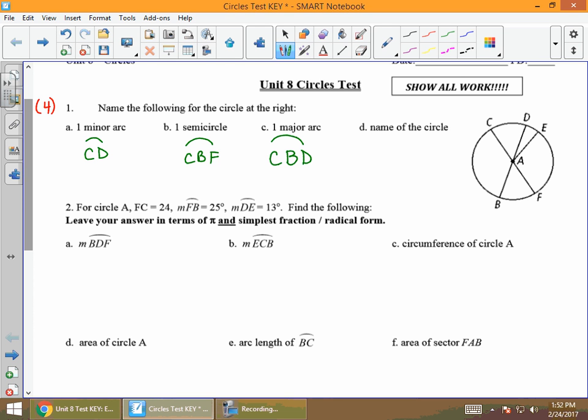And then letter D says name of the circle. And I want to use the word circle. And I want to name it by its center. So this is centered at A. So this circle is called circle A.